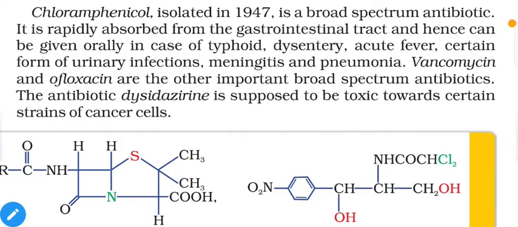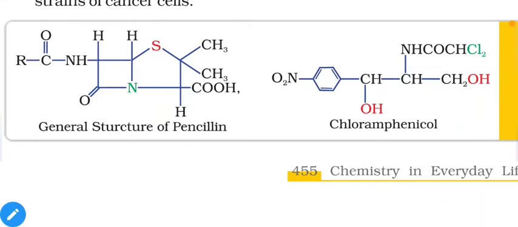Chloramphenicol, isolated in 1947, is a broad spectrum antibiotic. It is rapidly absorbed from the gastrointestinal tract and hence can be given orally in case of typhoid, dysentery, acute fever, certain forms of urinary infections, meningitis and pneumonia. Vancomycin and ofloxacin are the other important broad spectrum antibiotics, and the antibiotic dysidazirine is supposed to be toxic towards certain strains of cancer cells. So the general structures of penicillin and chloramphenicol are mentioned here, and as we can see they are very complex structures.